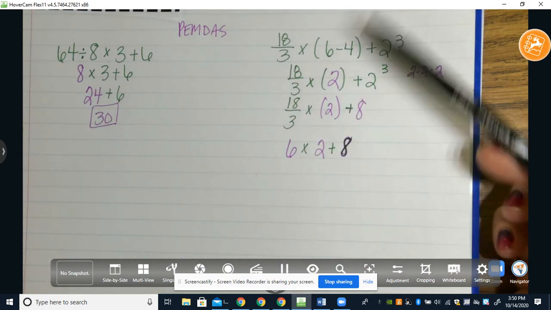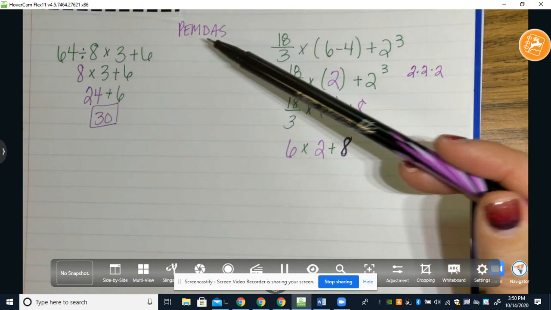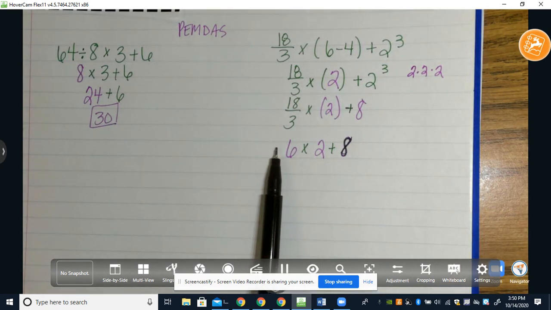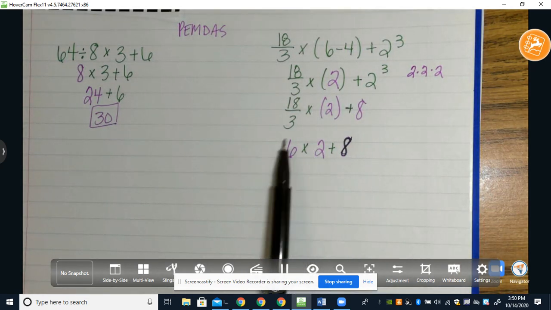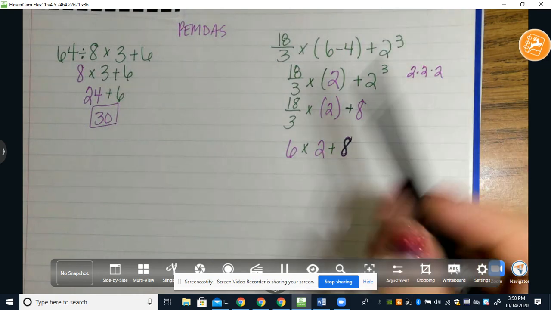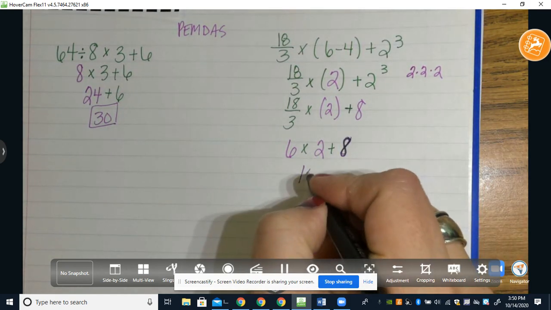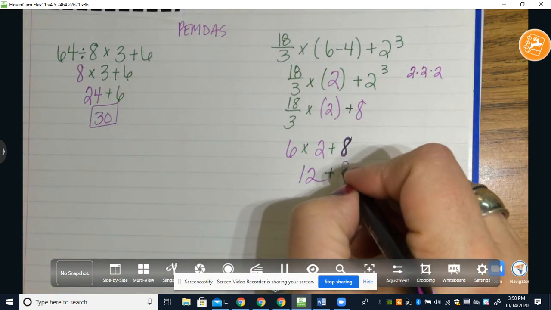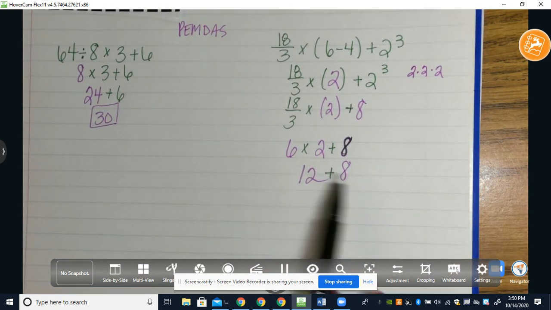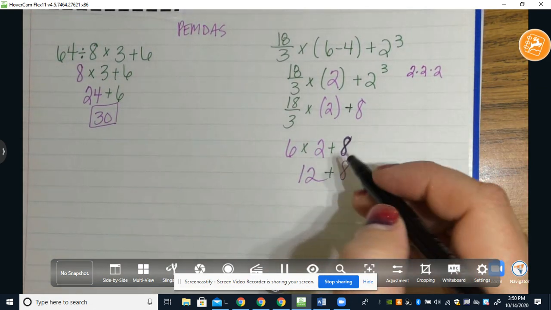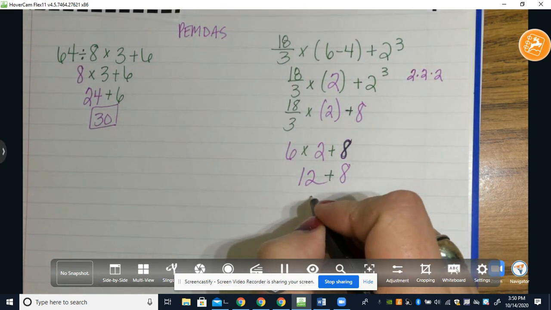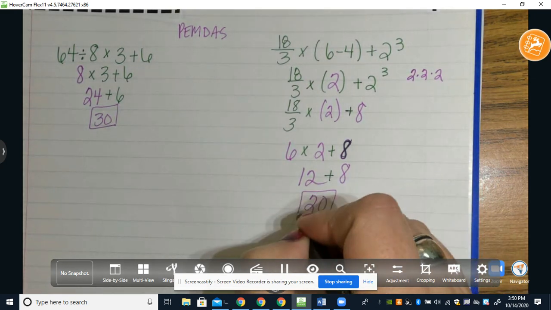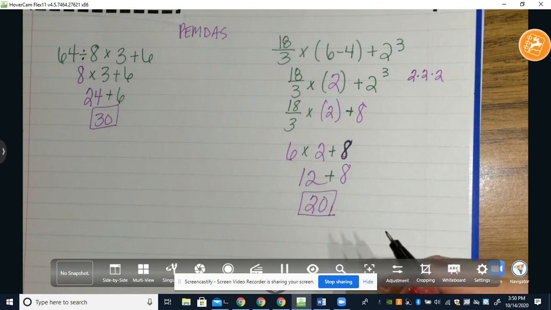Okay, so again, I did parentheses, exponents. And I need to go back from left to right. Oh, I have multiplying. I need to do this first. So 6 times 2 gives me 12 plus 8. I've got to bring that down. And then finally, I need to do that operation. 12 plus 8 gives me 20. So my answer is 20.